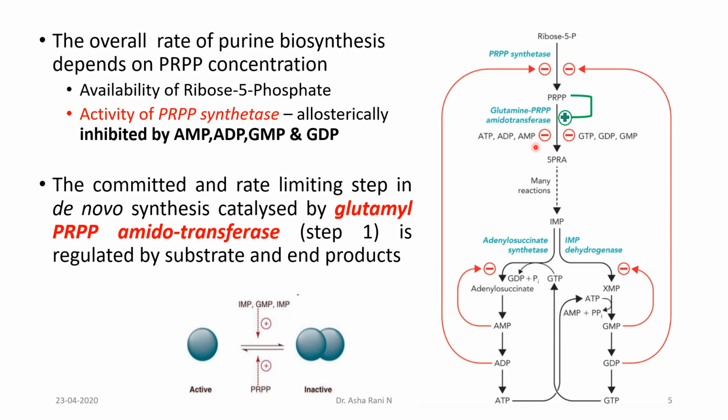How do they do it? It is actually converting an inactive form to an active form. So this enzyme is inactive in dimeric state, which is promoted by all these end products, that is GMP, AMP and all. So whenever there is increased concentration of these end products, they convert the monomeric form to the dimeric form, thereby converting the enzyme into an inactive form. But the PRPP converts this dimeric form into a monomeric form, that is an active enzyme.